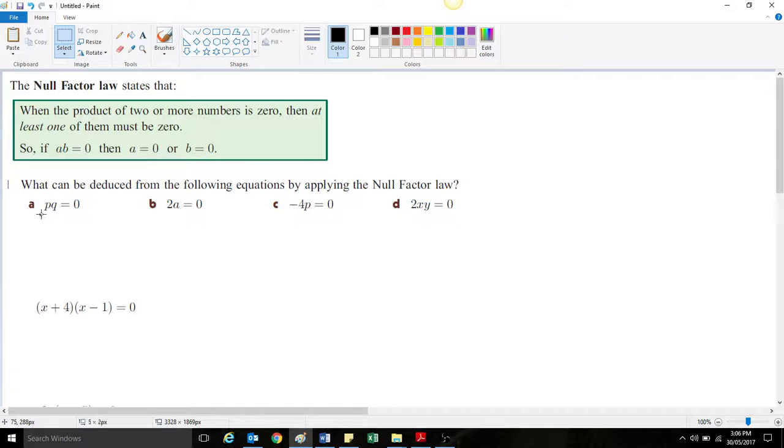So for example, if we have P times Q equals 0, it means either P is 0 or Q is 0, and of course they could both be 0 as well. P equals 0 or Q equals 0.